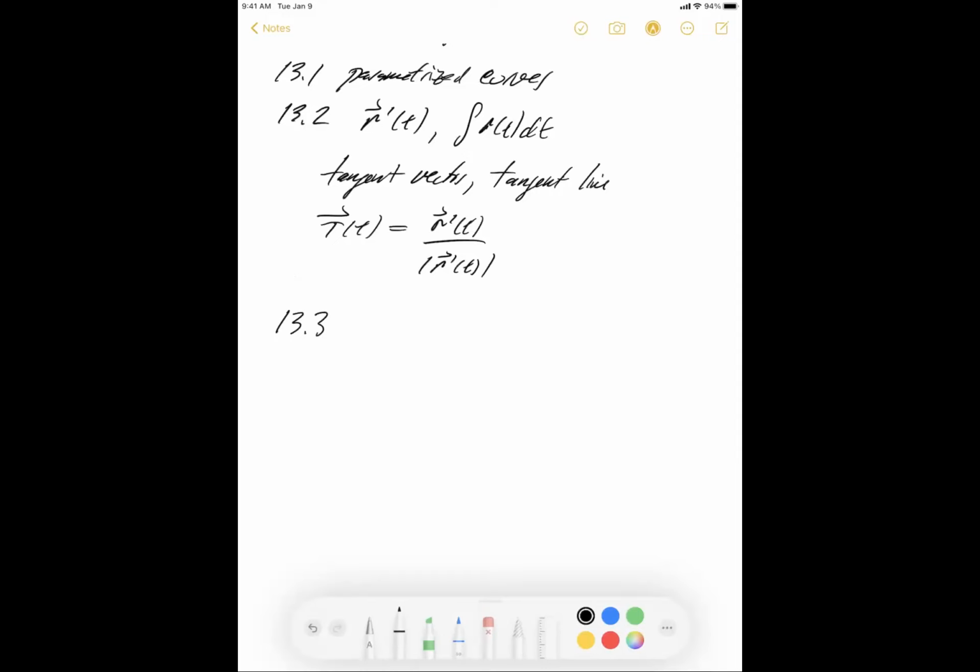Next, we have arc length and curvature. So the arc length, now we have a sort of unified formula to compute arc length, right? Little s is the arc length, and it's the integral from a to b. And what you want to notice is that the integrand is the length of the tangent vector, right? So this formula then holds in both R2 and in R3.